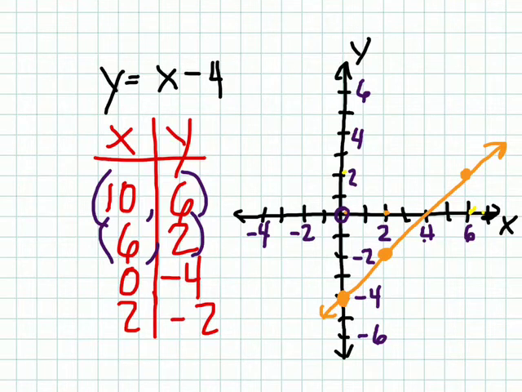Everywhere that line goes is a solution to my equation. So if I pick a spot that I didn't even find a coordinate for, let's say this one, where x is 4, y is 0, well that works. x is 4, 4 minus 4 does make 0. So everywhere that line passes is a solution to my equation. And it goes on, these arrows indicate that it goes on forever in both directions. It has infinite solutions.